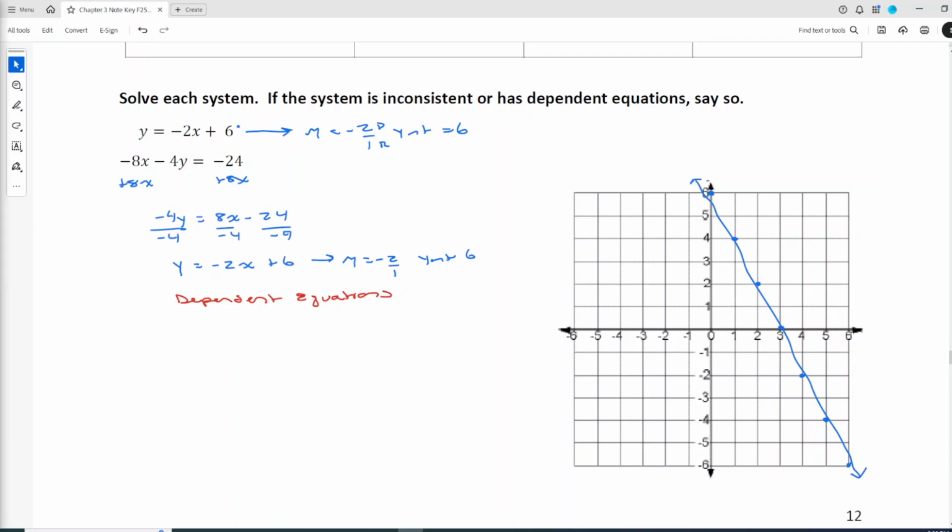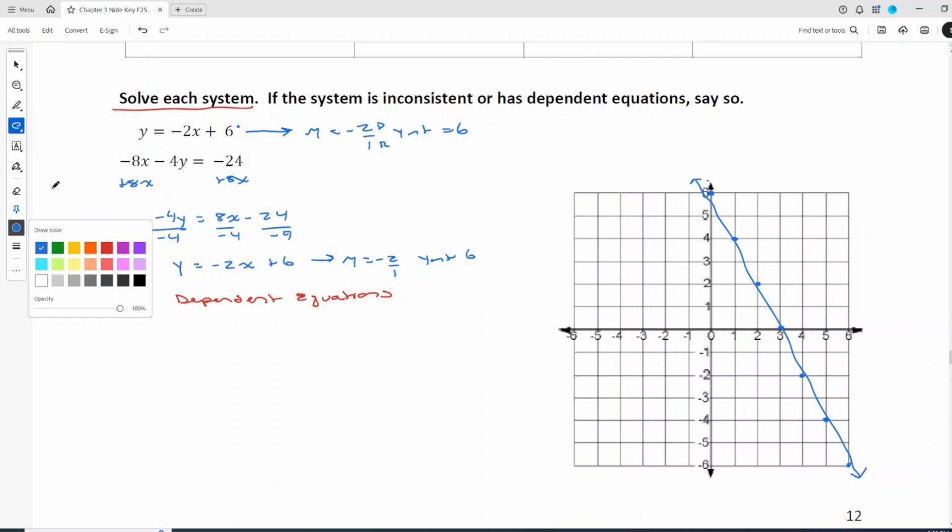I had to pause the video for a second. I wanted to make sure what the question said. This is what the textbook says: you're going to solve each system. If the system is inconsistent or has dependent equations, you're going to say so. So for this one, I said that it was dependent because when I graphed it, they graphed the same line. If I wasn't doing it by graphing, how would you be able to tell that these would be dependent equations?